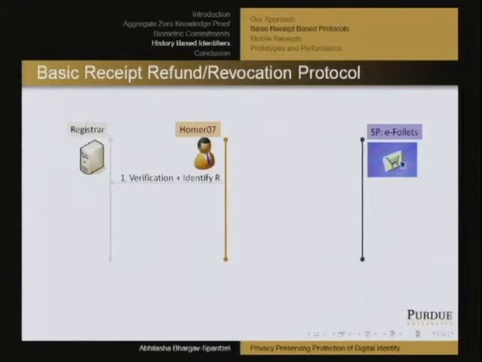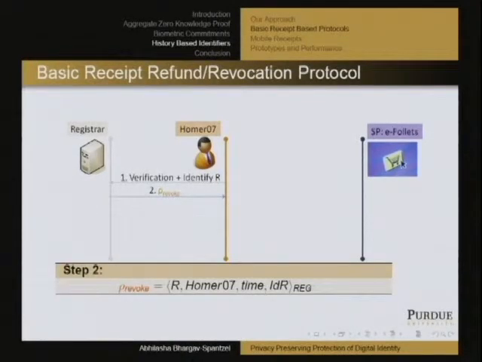Here you don't provide any more information than the receipt which is recorded, or even if the receipt is not there, you can prove ownership on a particular transaction. To do that, first Homer goes to the registrar and verifies his identity using multi-factor verification, strong verification techniques. And then he identifies this particular receipt, and the registrar gets ready.